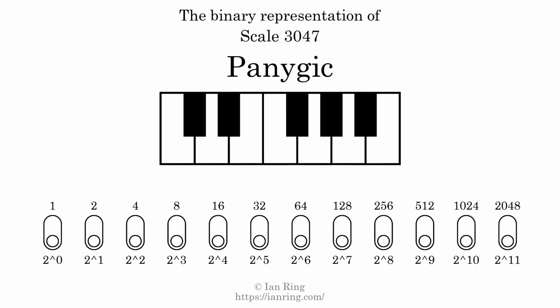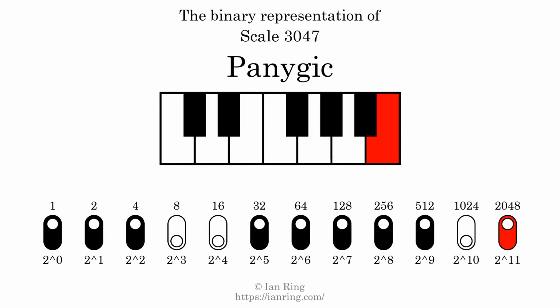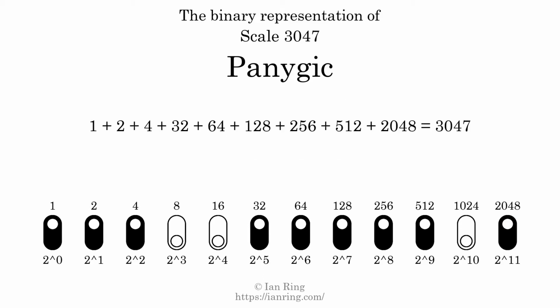The binary representation of this scale is determined by mapping tones of the scale to binary digits. Each binary digit represents a power of 2. To get the scale number, we add the powers of 2 together. The powers of 2 that are present in the scale, all added together, equals 3047. That is why the scale number, in decimal, is 3047.